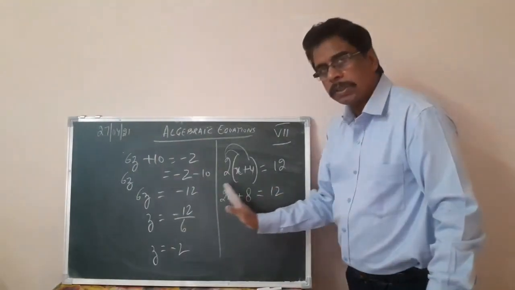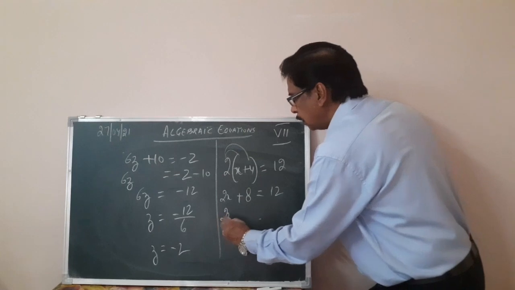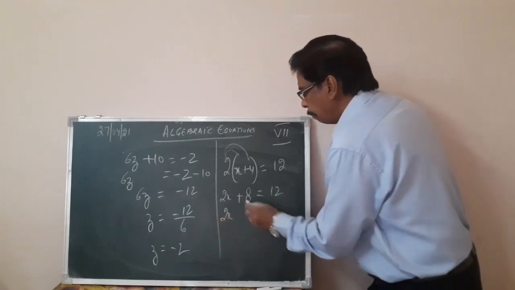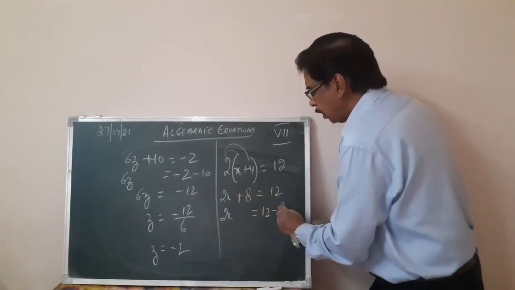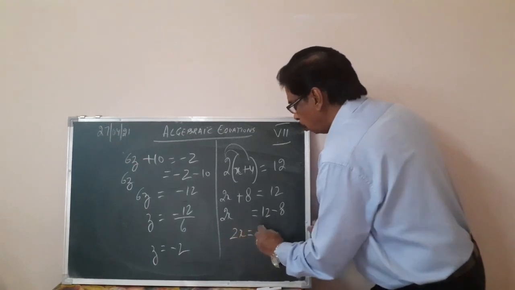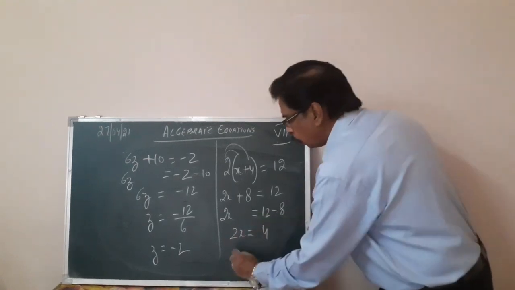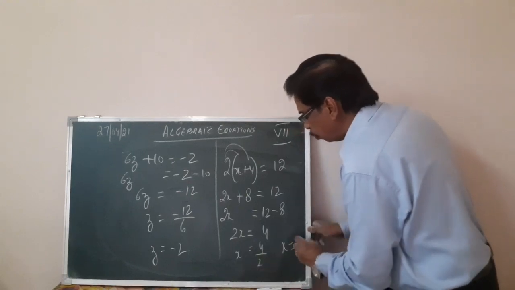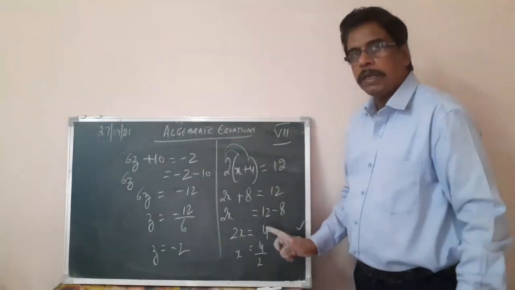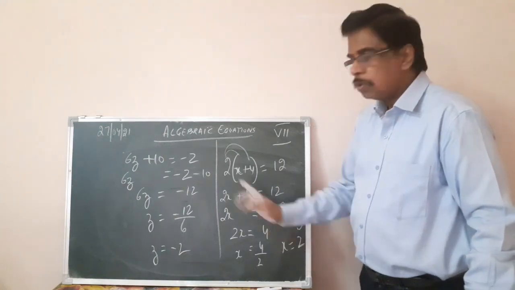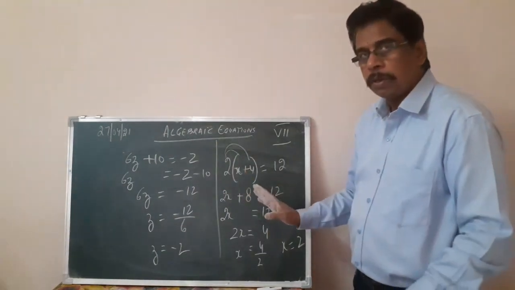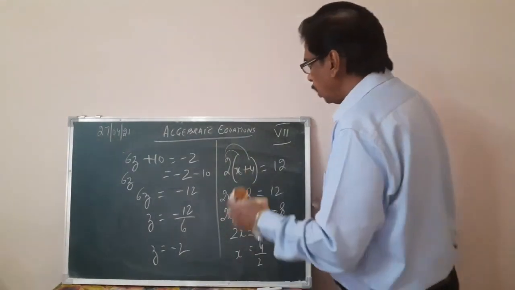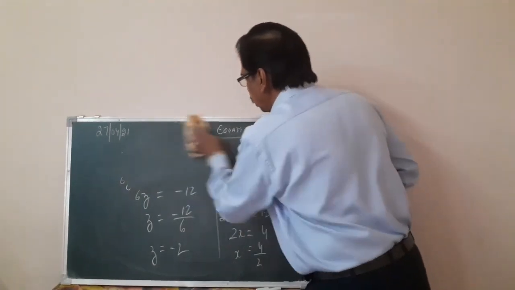Now keep the variables aside, the constants aside. So 2x is equal to 12 plus 8, bringing this it becomes minus 8. 2x is equal to 4, 12 minus 8 is 4. So x is equal to 4 upon 2, x is equal to 2. I hope it's clear. So here we are solving equations now. Little more difficult ones now I'll do. The next one. Understand the next one.